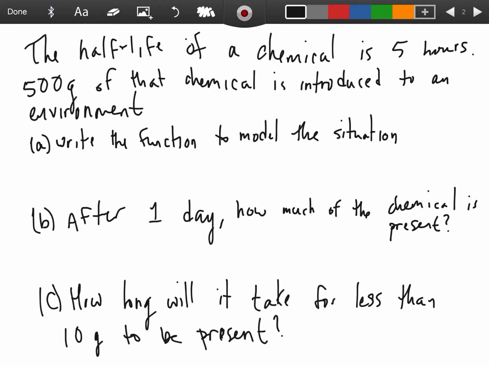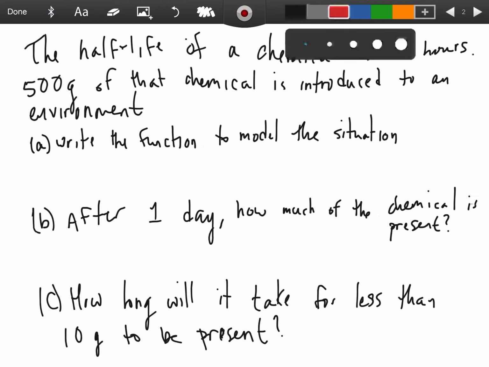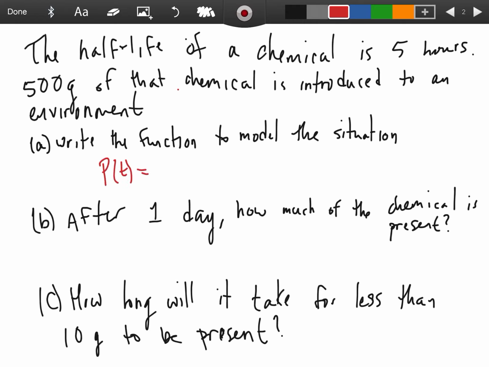So this problem tells us that the half-life of a chemical is 5 hours, and we know 500 grams of that chemical is introduced to some environment. All right, so we're just going to write the function to model this situation. Of course, we are going to be modeling the amount of that chemical left after t hours have passed. All right, so I'll write this function as p of t is equal to 500 is our initial value. It's half-life, so 0.5, to the t divided by 5, because it's halving every 5 hours.